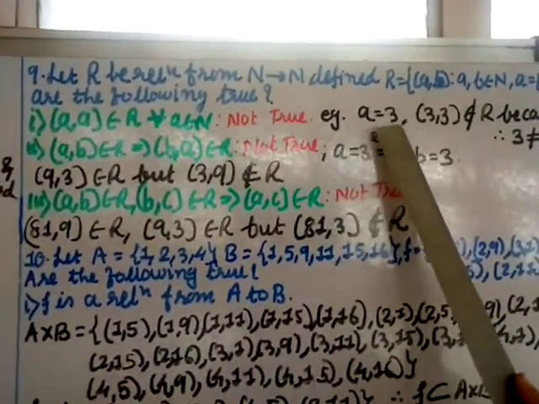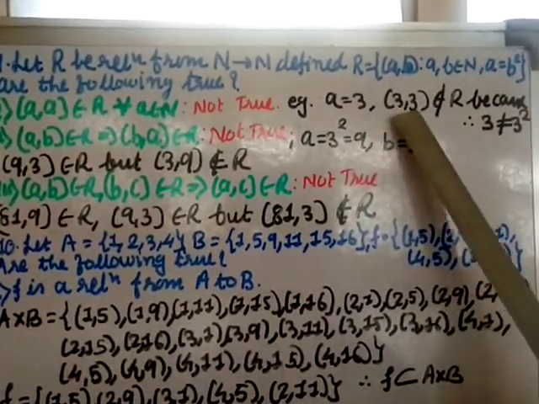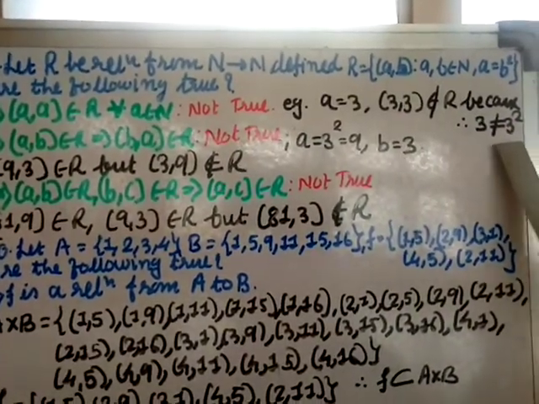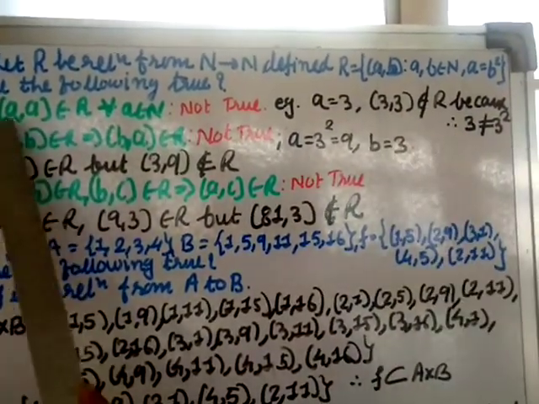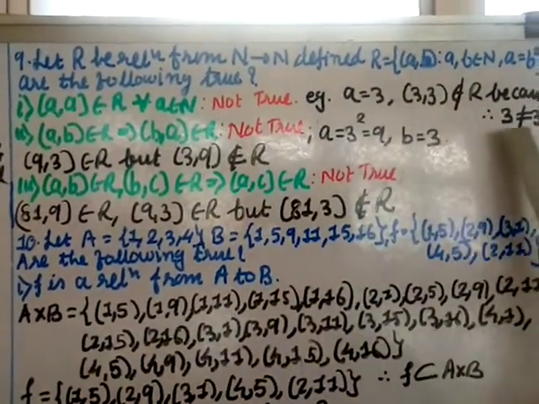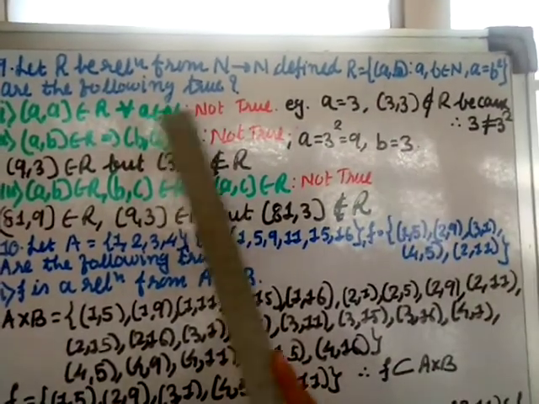Why? For a equal to 3, if I put b square, that means 3 square. (3, 3) is not equal to (3, 3 square). That means (3, 3) does not belong to R. So (a, a) belongs to R is not true, because the ordered pair would be 3 and 3 square, which is not the same. So this is not true.